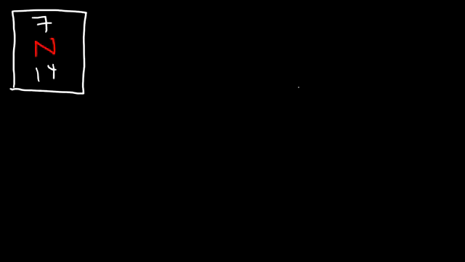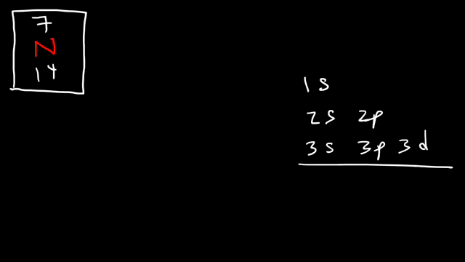Now what you need to know is that in the first energy level, you have the 1s sublevel. In the second energy level, you have the s and the p sublevels. In the third energy level, you have s, p, and d. Now for nitrogen, this is as far as we need to go. The s sublevel can hold 2 electrons, the p sublevel can hold 6, and d can hold 10. Now you want to write the electron configuration until you get a total of 7.